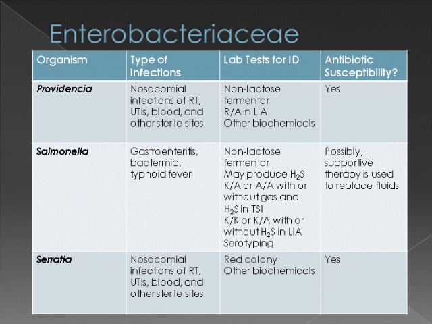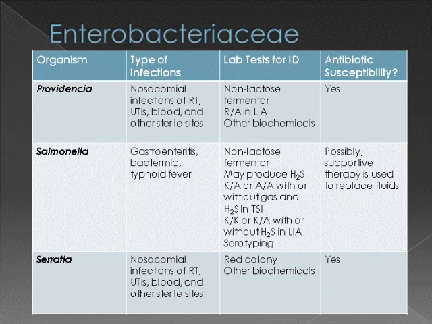Providencia, not very common, but very similar to Proteus and Morganella. Again, causes nosocomial infections. It's a non-lactose fermenter. It shows up as R over A in LIA. Biochemical and susceptibility testing would be needed.